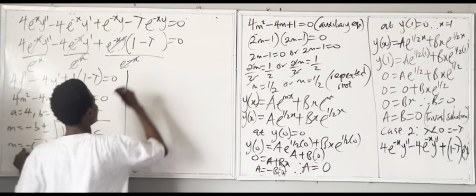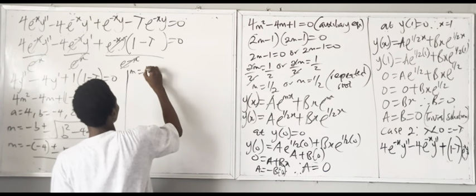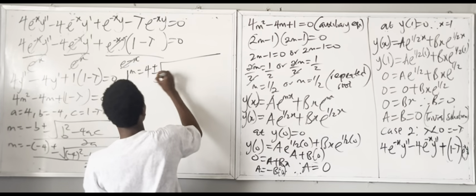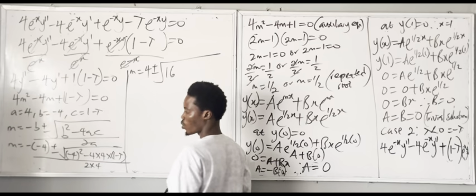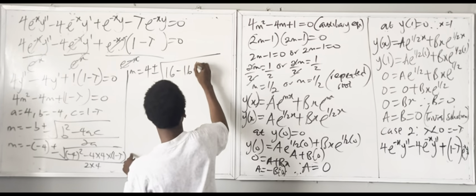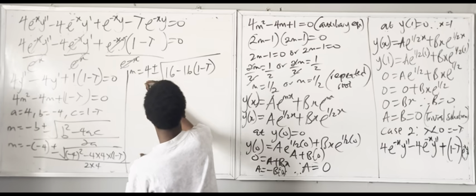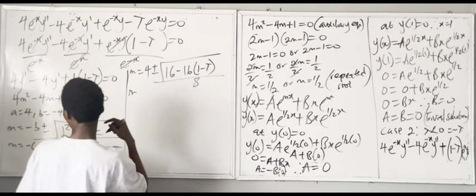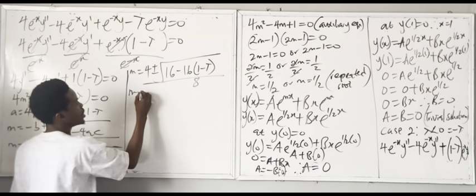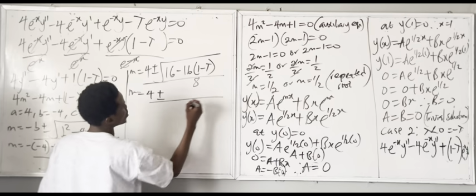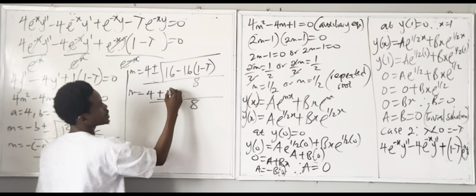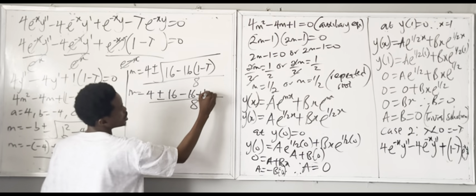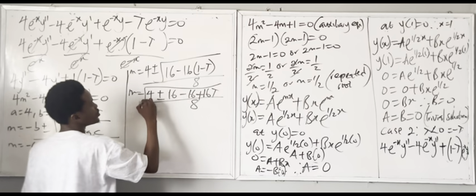So m is equal to minus times minus, which is plus, 4. Plus or minus the square root of minus 4 to the power of 2, which is 16, minus 16 multiplied by 1 minus lambda, all over 8. So m is equal to 4 plus or minus the square root of 16 minus 16, minus times minus is plus 16 lambda. Then take the square root of this.